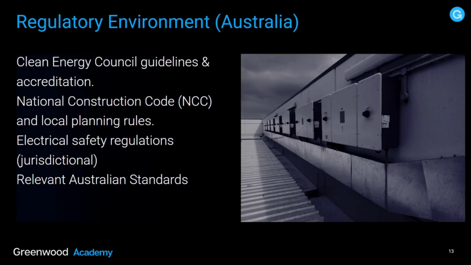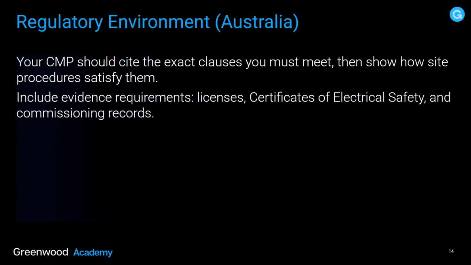We are now going to be talking about the regulatory environment, specifically in Australia, but the concepts I'm presenting will be applicable to anywhere around the world. You have to look at the Clean Energy Council guidelines and SAA accreditation. You'll have to look at national construction codes and local planning rules, electrical safety regulations, jurisdictional, and the relevant Australian standards. Your CMP should cite the exact clauses you must meet, then show how site procedures satisfy them. You've got to include evidence requirements, licenses, certificates of electrical safety, and commissioning records.